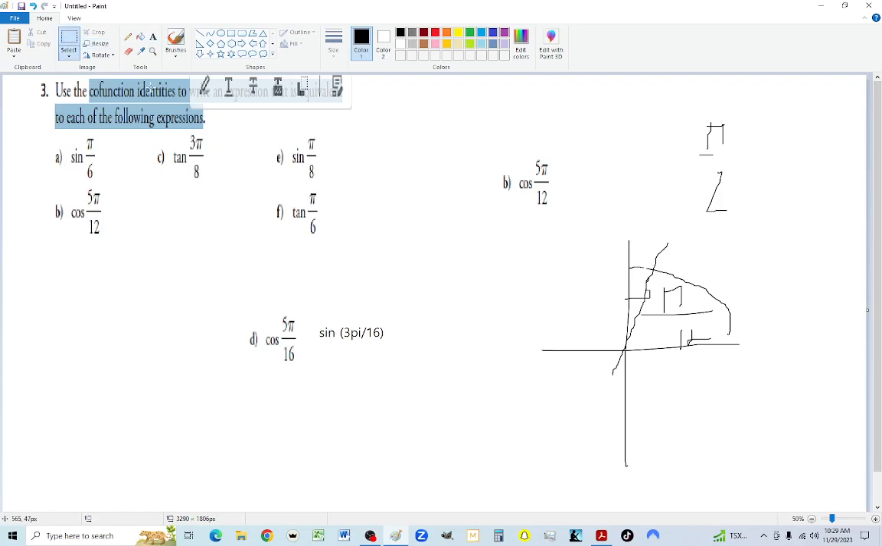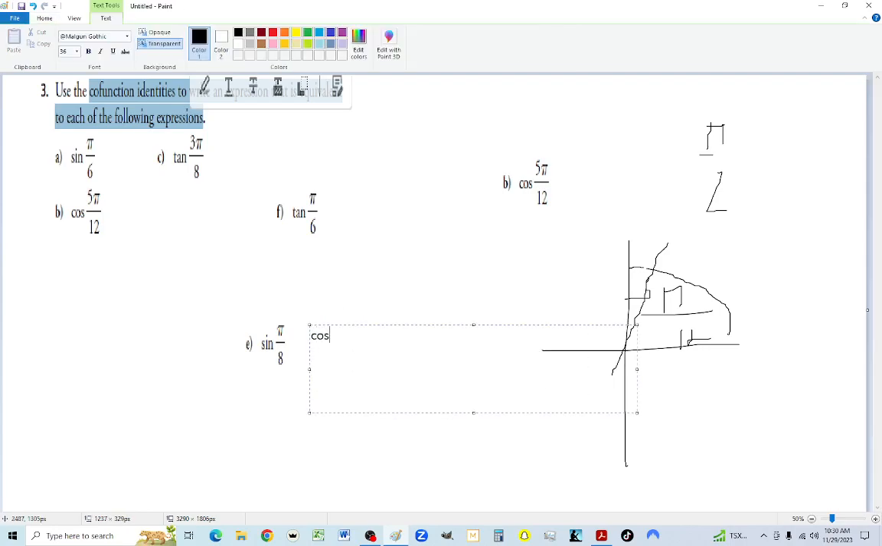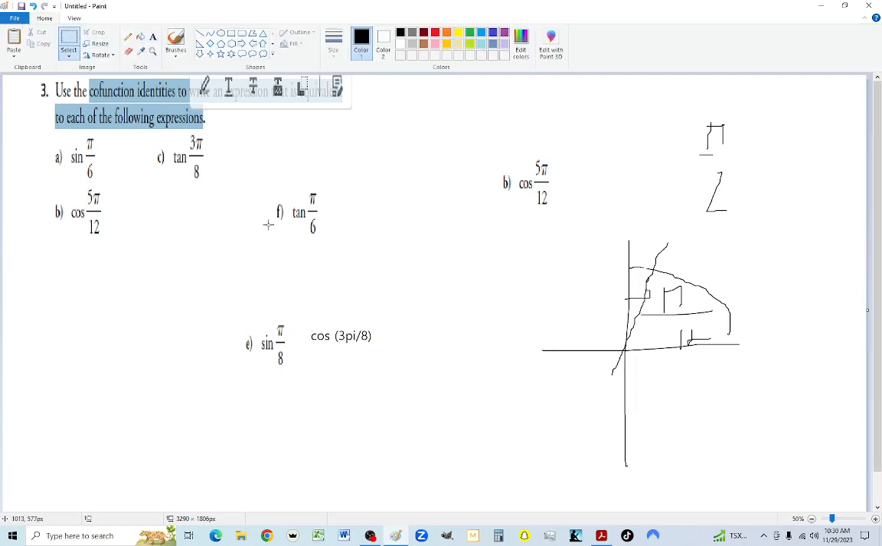Pi over 8 is definitely less than 90 degrees. And the simple version is it's going to be equal to the cos of 90 degrees minus pi over 8. Multiply top and bottom by 4. 4 pi minus 1 pi, 3 pi over 8. And then the last one, tan pi over 6, is going to be 90 degrees minus pi over 6. And it's going to be the cotan.